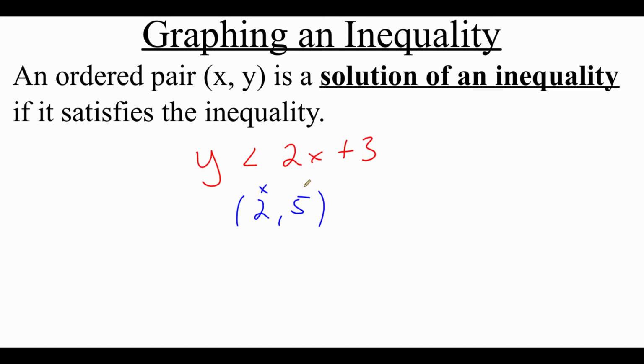Well, 2 is our x value and 5 is our y value, so we're going to take those and plug those in where they need to go in our inequality. So I'm going to plug in the 5 on the left-hand side, and we're going to check to see, is that less than 2 times 2 plus 3? Well, 2 times 2 is 4, plus 3 is 7, and 5 is in fact less than 7. So this (2, 5) ordered pair satisfies this inequality. It works in this inequality. So (2, 5) is a solution for this inequality.